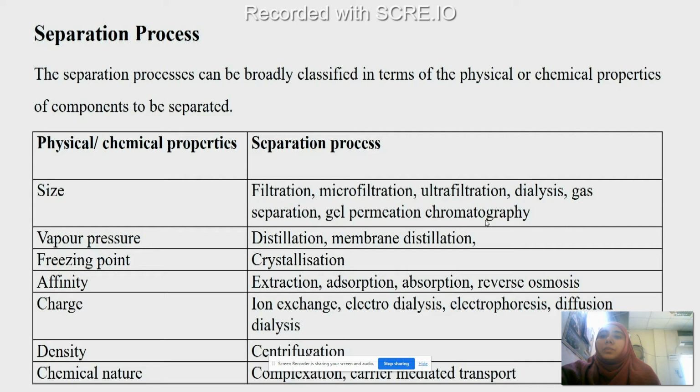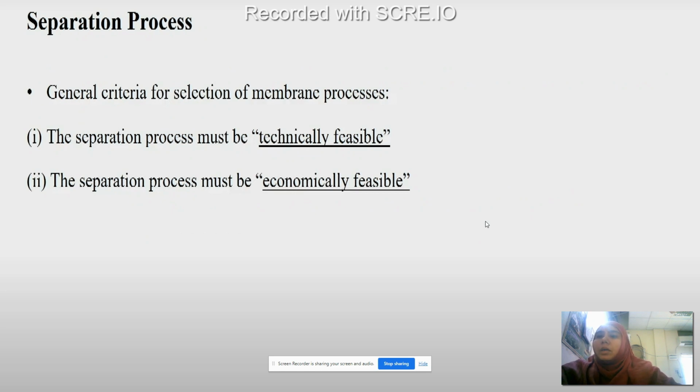So as you know, how do you basically select a membrane process? The membrane separation should be technically feasible, and the separation should be economically feasible. There are two important things. The meaning of technically feasible is that the process should be capable of accomplishing the desired separation. Suppose there are components present in a solvent mixture, and we want to purify to 95%.